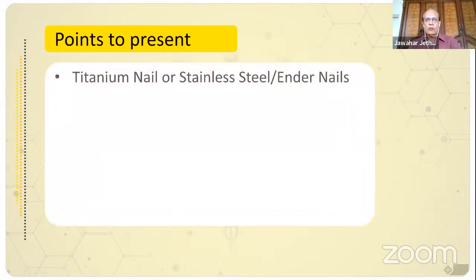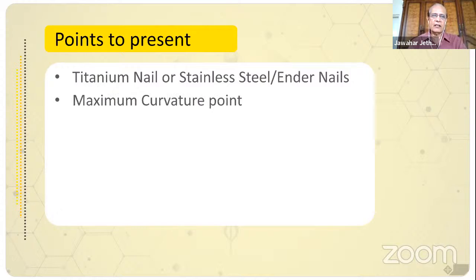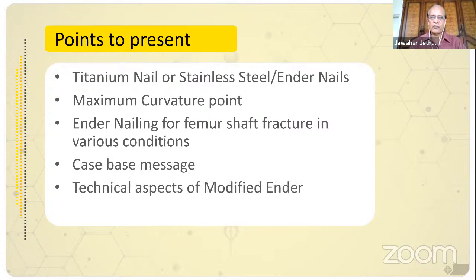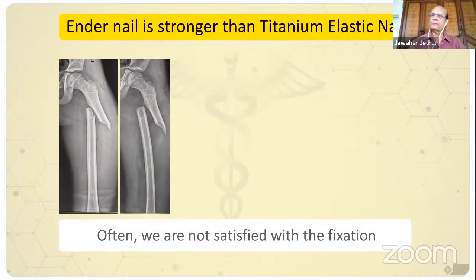So I'm going to talk about titanium nails, stainless steel elastic nails, and also Ender nails, and some points on the maximum curvature point and Ender nailing for the shaft femur, which is possible in various conditions. Some case-based messages, some technical aspects of modified Ender nailing, and also some part on interlocking nails. So let me start: the Ender nail is stronger than titanium elastic nails, particularly for pediatric patients.